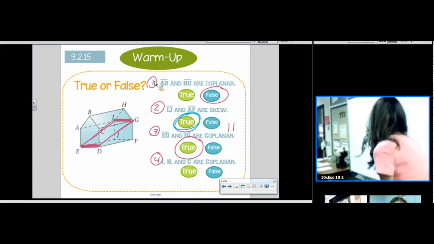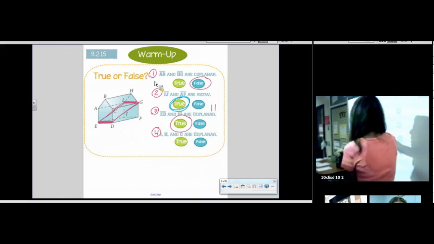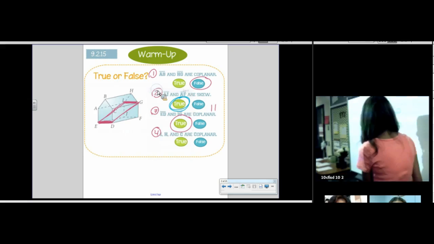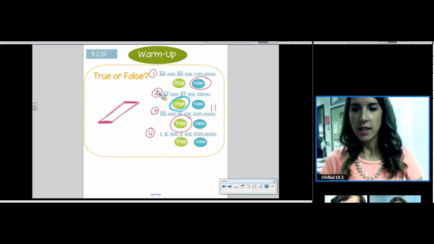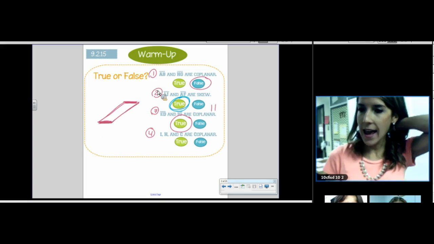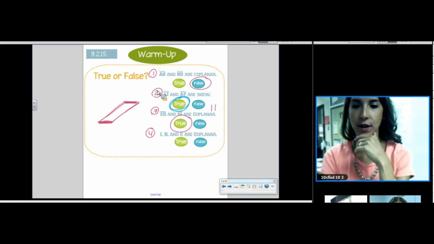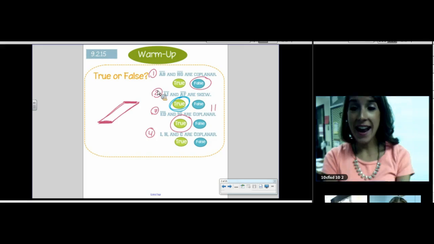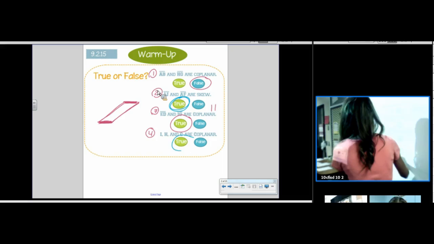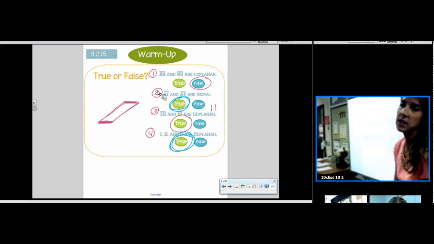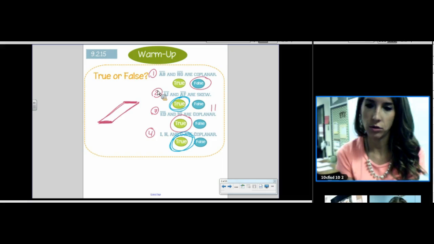Number 4 is one of those where I could erase the picture and you could still answer the question. You don't even need a figure to answer this question. I, H, and C are coplanar. We learned that any 3 points are coplanar. So it was true. True, true, true.